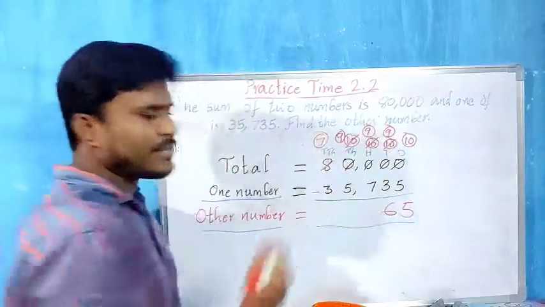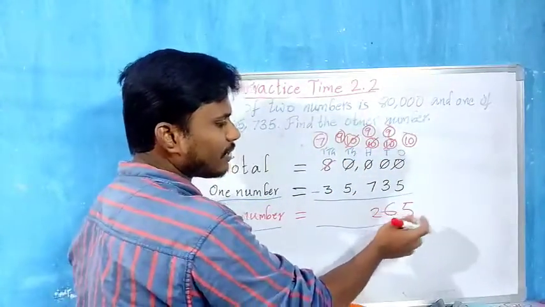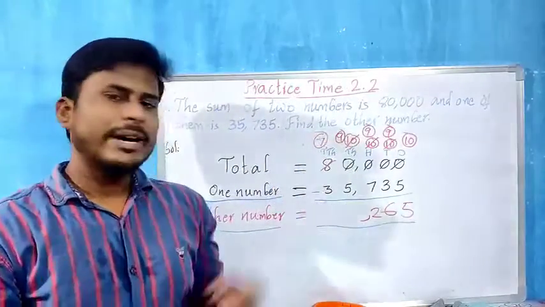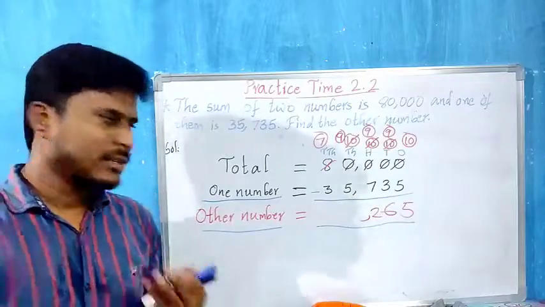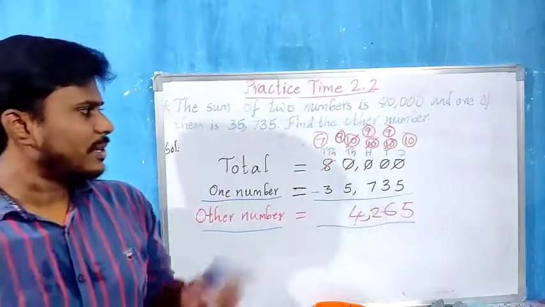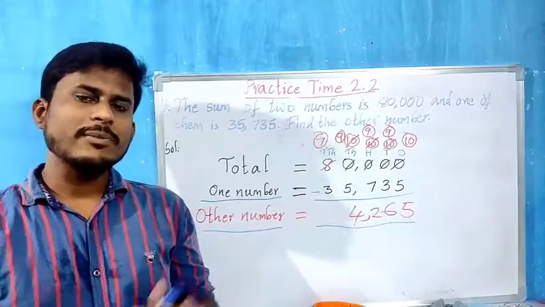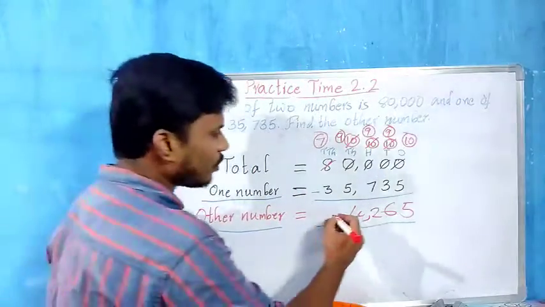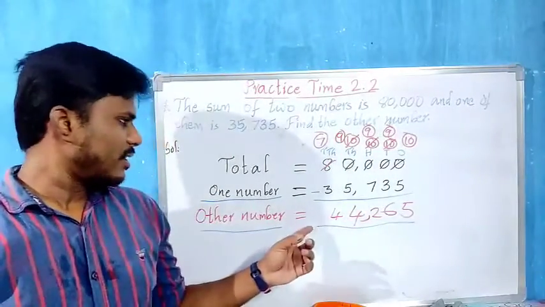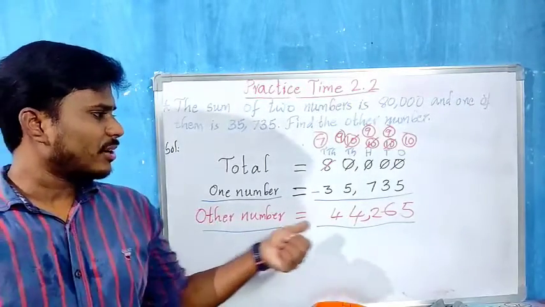Then 9 minus 7, children. 9 minus 7, 2. As we completed the ones period, we have to insert a comma. Then 9 minus 5. 9 minus 5, 4. The last in the 10,000s place, 7 10,000s are there. Minus 3 10,000s. That means 7 minus 3, it is 4. So 4 10,000s. So this is our other number, children. 44,265.